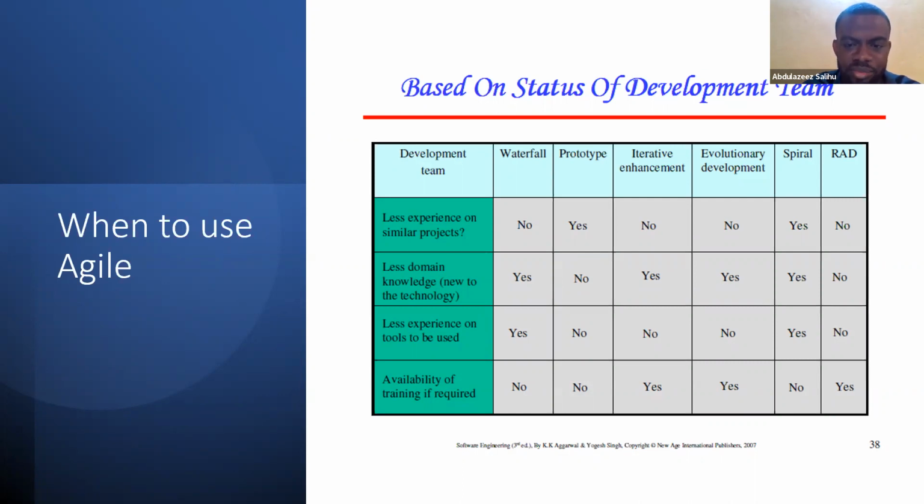Less domain knowledge on new technology. The development team doesn't have that full domain knowledge. You can use waterfall. You can also use some of the Agile frameworks. Then less experience on the tools to be used. Availability of training, if required, you will see the ones to be used. You can use incremental, you can use evolutionary, you can use RAD, but don't use waterfall or spiral.